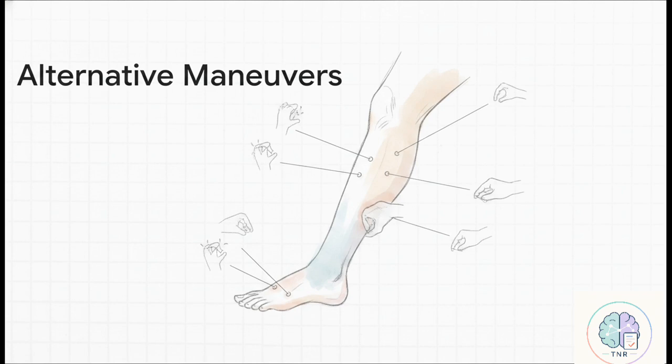Then you've got Schaffer, where you aggressively pinch the Achilles tendon. Oppenheim is sliding your knuckles hard down the shin. Gordon is a quick squeeze of the lower gastrocnemius. Bing uses light pinpricks, and Gonda, or Stronsky, is where you pull the 4th or 5th toe down and out, letting it snap back. All these wild maneuvers, they're all testing the exact same upper motor neuron integrity.